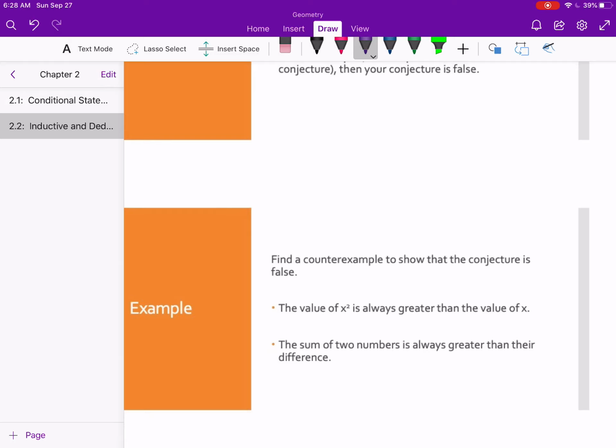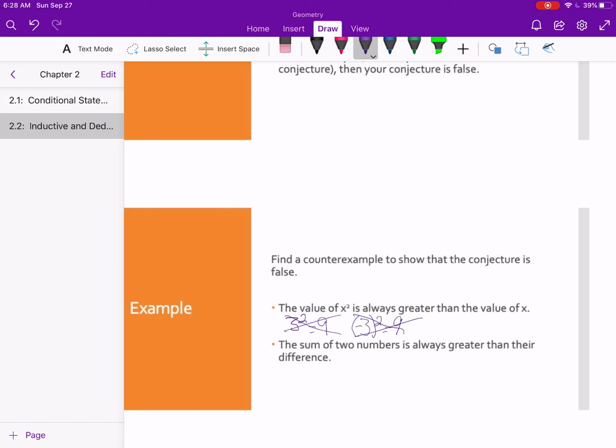So the value of x squared is always greater than the value of x. So I'm just going to try different numbers, see if it works. So let's say x is equal to 3. 3 squared is 9, and 9 is greater than 3. Okay, so that one didn't work. What about negative 3? Well, that's still 9, and it's still greater, so that one didn't work.